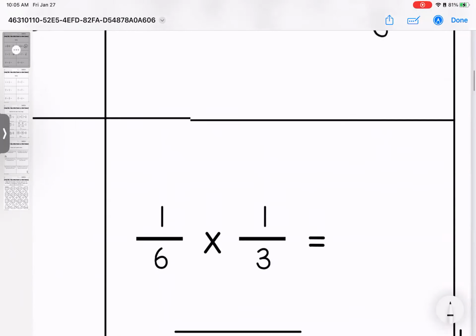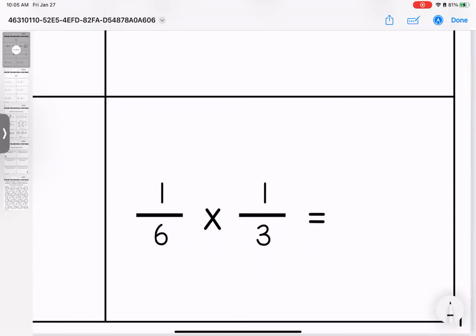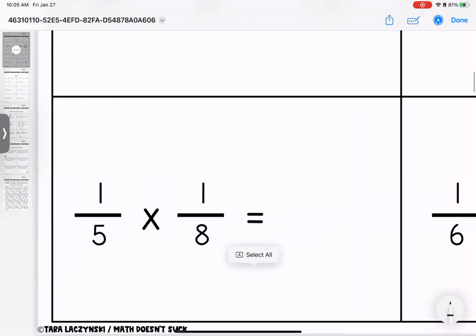Two more. Let's go a little backwards. 1 times 1 is 1. 6 times 3 is 18. And finally, 1 times 1 is 1, 5 times 8 is 40.